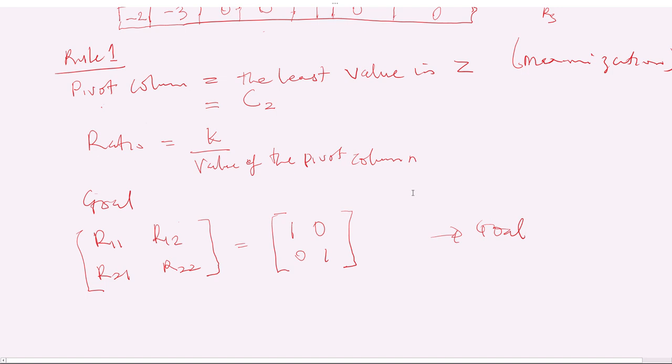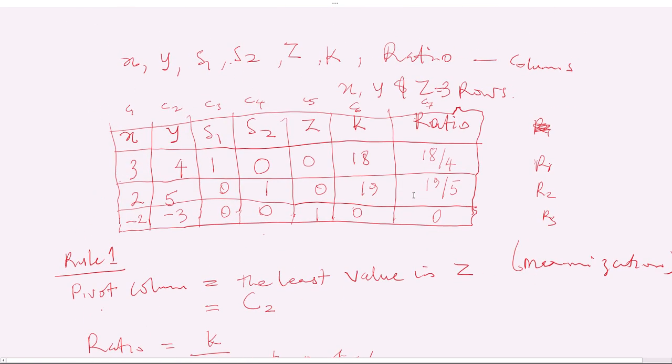So if this is the goal, we have to ask ourselves, how do we get closer to the goal? We already know the pivot column, which is C2. So we now have to ask ourselves, which is going to be the pivot row? How do we know the pivot row and the pivot column? We have to compute this: 18 divided by 4 and 19 divided by 5. Which of them is the least? Because we are dealing with maximization, we always have to go with the least.